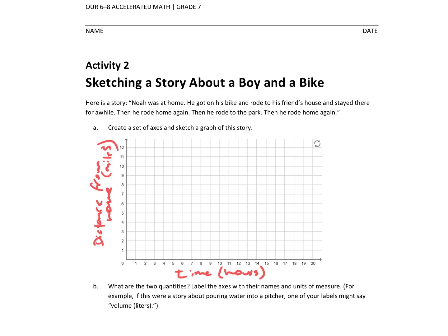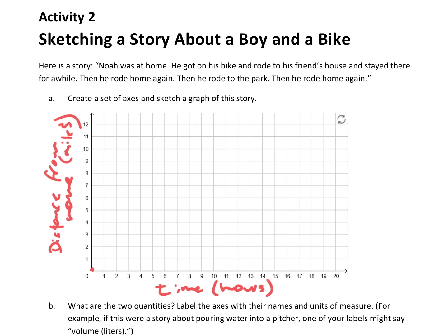All right, so let's go ahead. If I'm talking about distance from home and I go with the story, Noah's home would be at the origin, 0, 0. No time has passed, and he's 0 miles from the house. Then he got on his bike and he rode to his friend's house. So maybe it took him about an hour to go 5 miles. So I would go up like that.